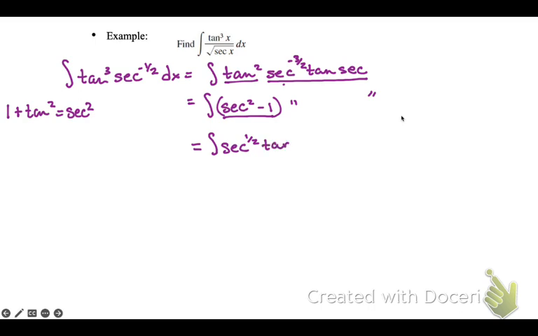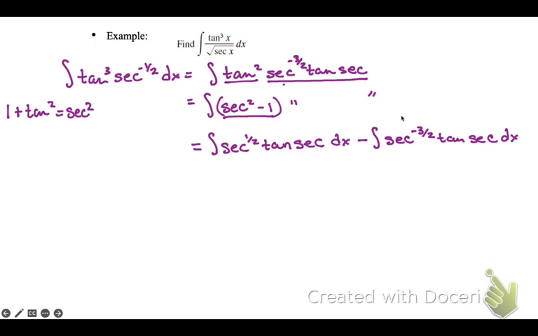Tangent secant, minus the integral of secant to the negative 3/2 tangent secant. My tangents get really sloppy. I wrote DD on my paper instead of DX.